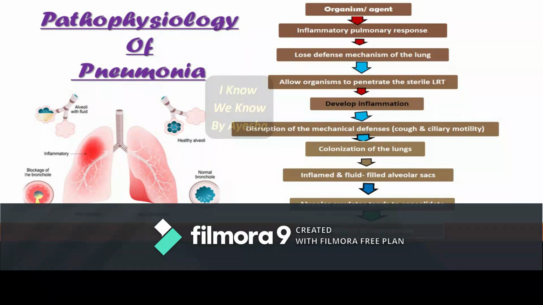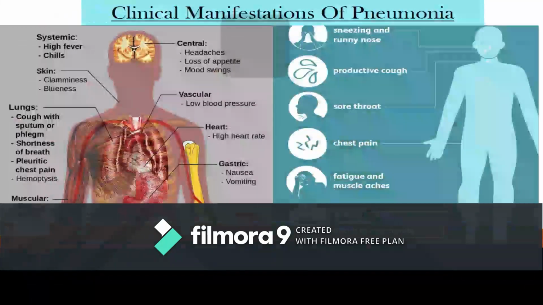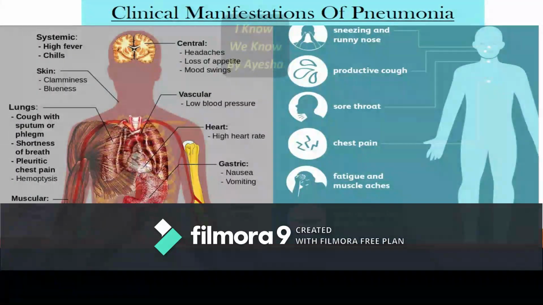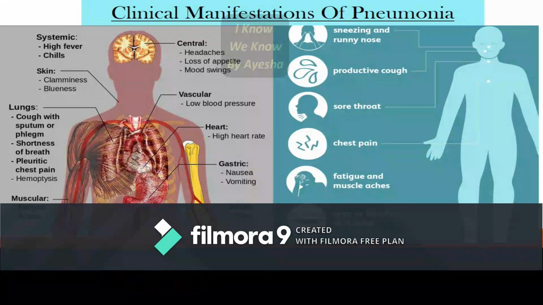Due to that, there may be excess exudate accumulation in the alveolar sacs, which makes it difficult for the affected patient to expectorate. Clinical manifestations, or signs and symptoms, of pneumonia generally include sneezing with a running nose, productive cough, sore throat, chest pain, fatigue, muscle aches, and gray or bluish skin color due to hypoxia.